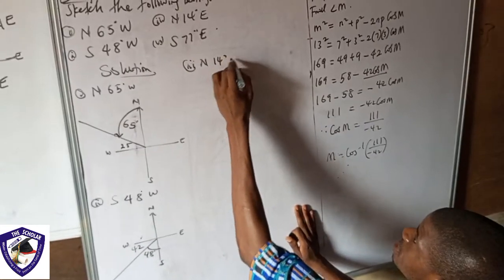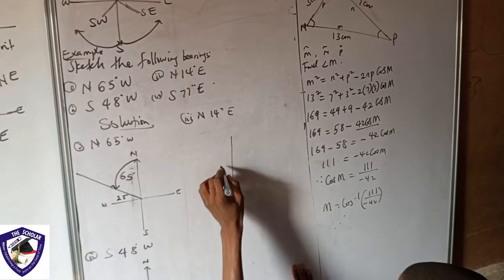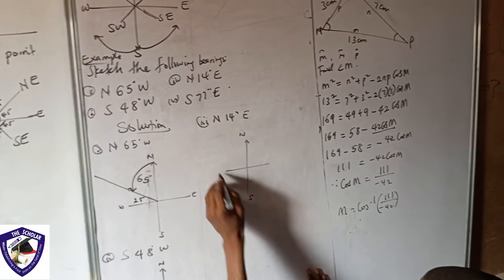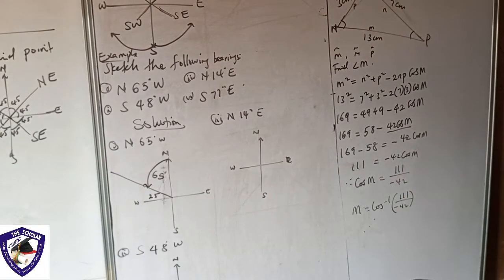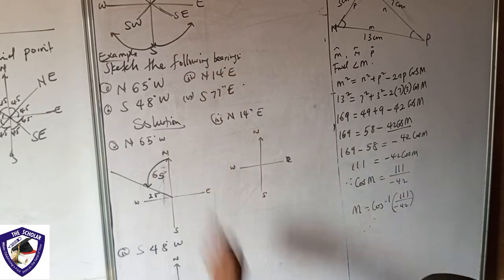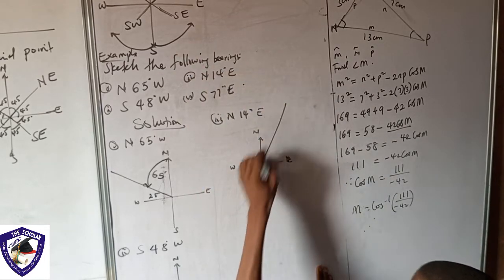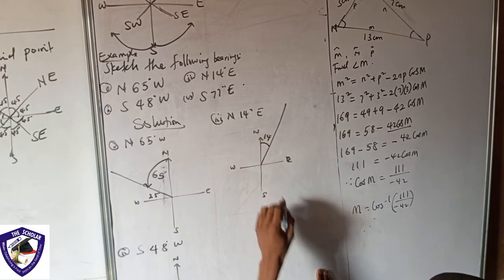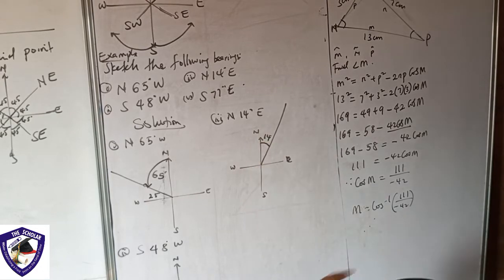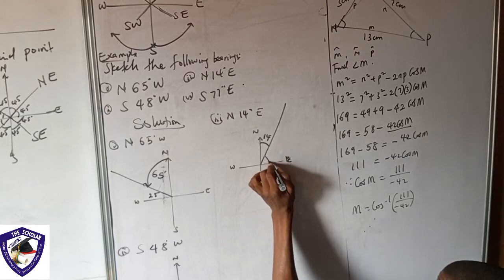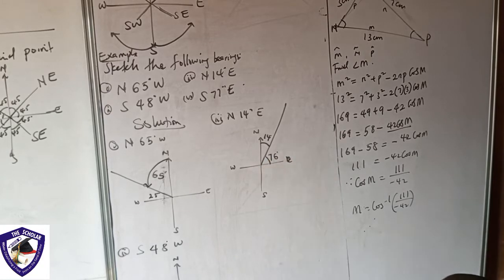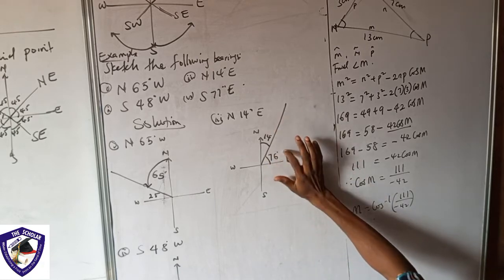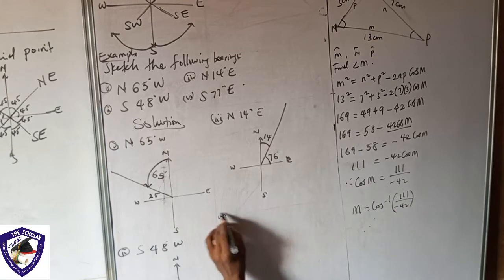For the third one, I have north 14 degrees east. You draw your cardinal point as well: north, south, west, and east. North and east, we are dealing with north, so it definitely will be here. 14 degrees, north to east, not east to north. And it's 14, so it's going to be a very small angle. You can see, you use your eyes to gauge your angle. So when you subtract from 90, this should be 76 degrees. But your main angle is the 14, not the 76.